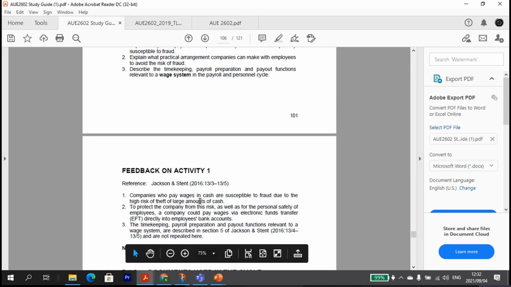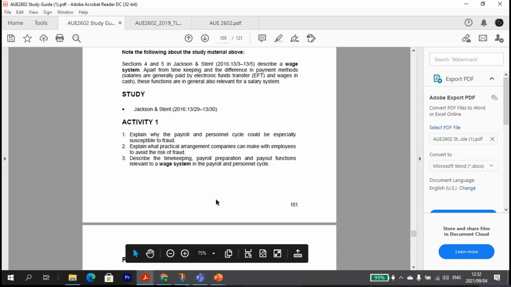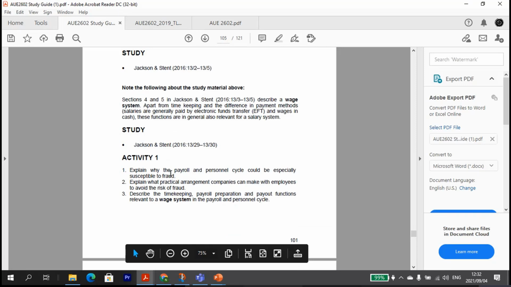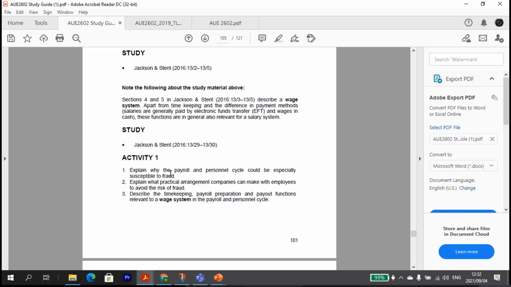Okay, so they say companies who pay wages in cash are susceptible to fraud due to the high risk of theft of large cash amounts. So that one looked at wages itself, that wage normally it's cash, it's in an envelope. But I think that now with the banks having payment solutions, you can use these payment solution ideas like your e-wallet, instant money to pay your people. So it reduces the risk of handling large amount of cash.